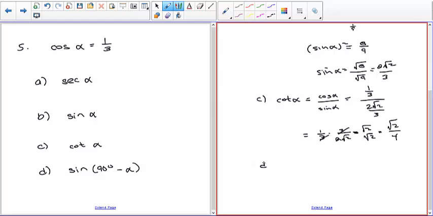And then finally, the sine of 90 degrees minus alpha, according to the textbook, the sine of 90 minus alpha is equal to the cosine of alpha. So that's also equal to 1/3.